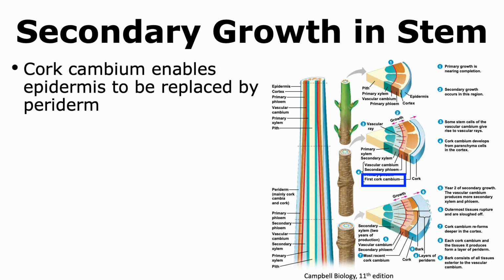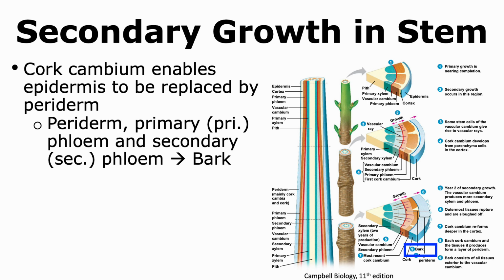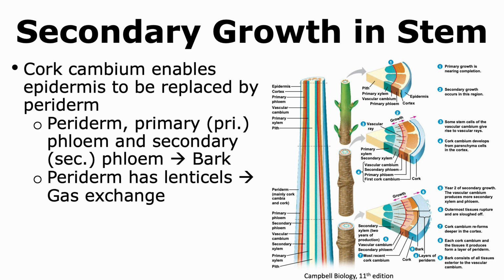The cork cambium is surrounded by the epidermis. The cork cambium promotes cell division that results in the epidermal cells being sloughed off and replaced by the periderm. The periderm can be multiple layers of cells around the tree trunk. The bark of a tree includes the periderm, the primary phloem, and the secondary phloem. The periderm has lenticels, which are openings that can promote gas exchange.